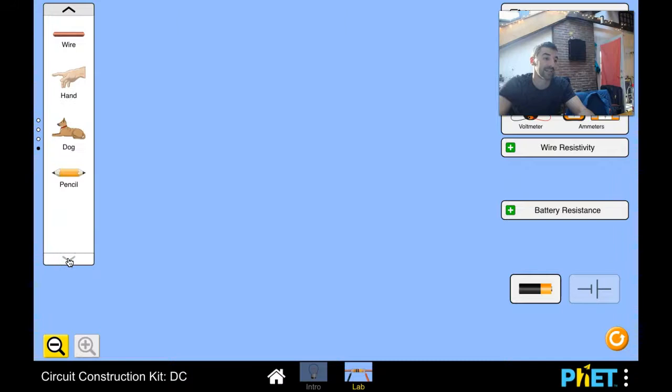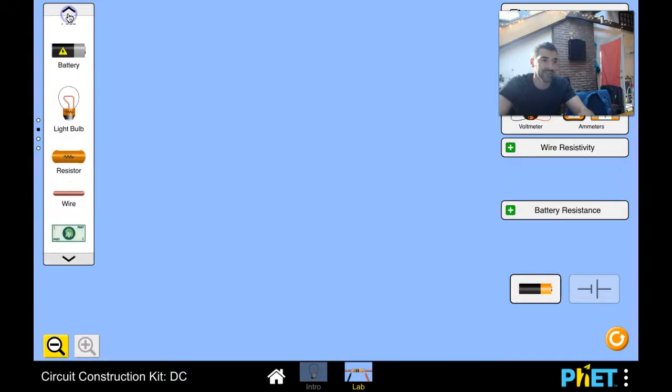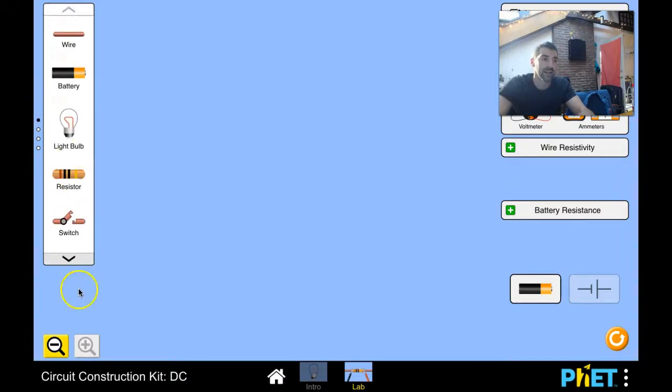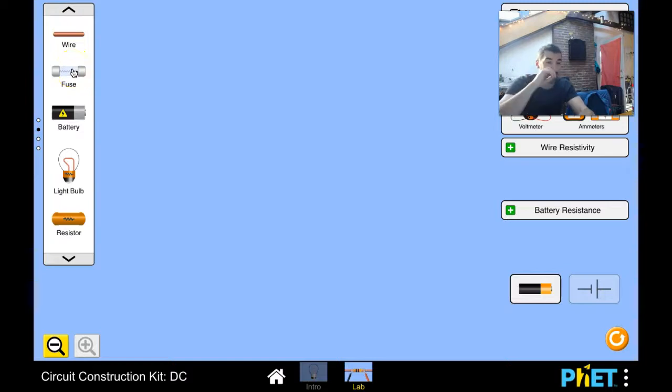The very first thing I asked you to do is just play around, see if you can build a circuit and whatnot. A lot of these things we should know: a wire, a battery, a light bulb, a resistor, a switch. We've never talked about a fuse. A fuse is a safety device. And by that, it means if I blow a fuse, it kind of opens up a hole in the circuit. And we can talk about that in the future.